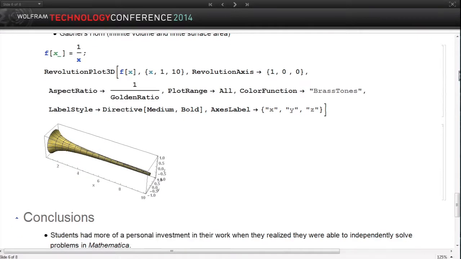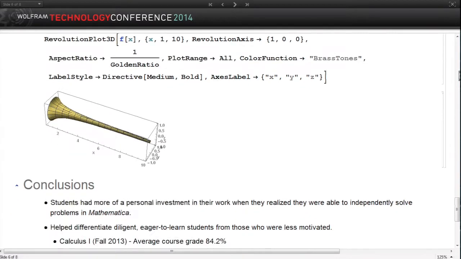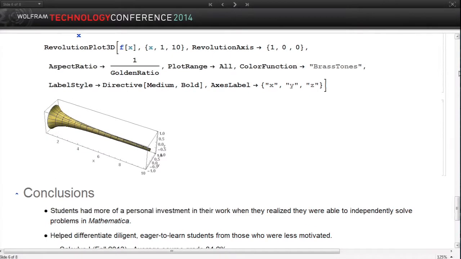Now, what are some conclusions from updating and creating new homework assignments that students did in groups? The first conclusion is that students actually had far greater personal investment when I used these new homework assignments than with the previous course materials that I had at the U of I, because they realized that they were able to solve problems on their own in Mathematica. We taught them how to use the commands, and by the end of the semester, I can tell you that absolutely every single student could use the plot command without even thinking about it, and probably many more.